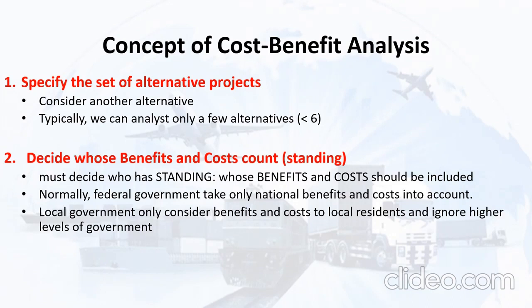Number 2, decide whose benefit and cost count. We must decide who has standing, whose benefit and cost should be included. Normally, the federal government takes only national benefits and cost into account. But the local government only considers benefit and cost to local residents and ignores higher levels of government. Maksudnya kalau di Majlis Pembandaran Tawau, mereka hanya consider benefit itu di kalangan penduduk Tawau saja, tidak akan fikir pasal penduduk Sabah ataupun penduduk Malaysia. They ignore.